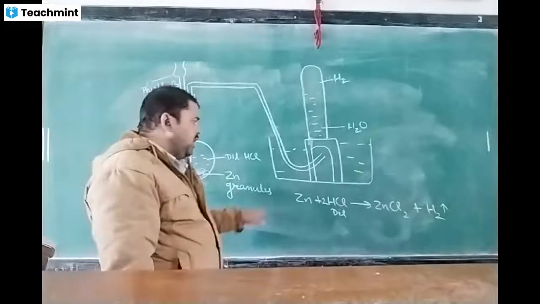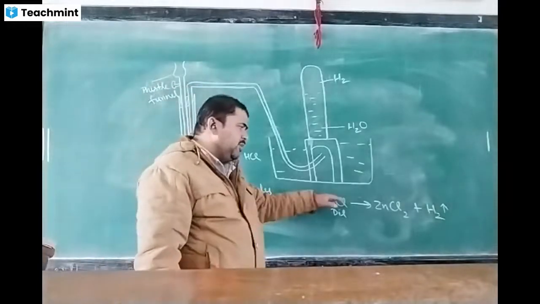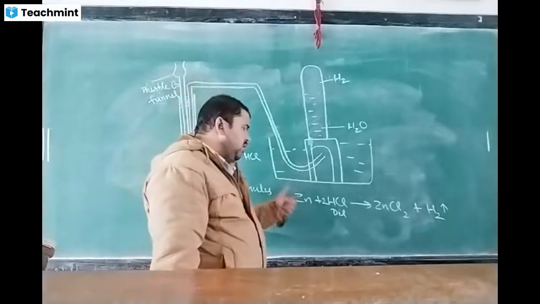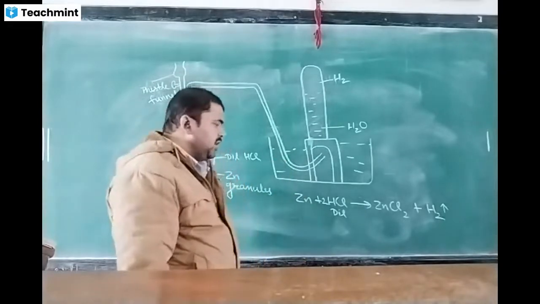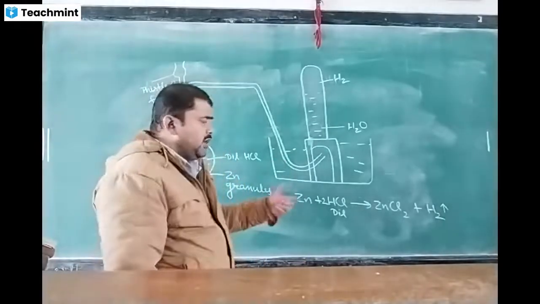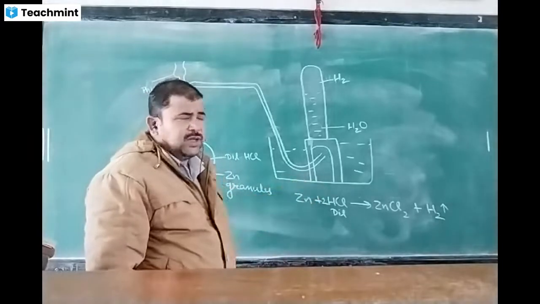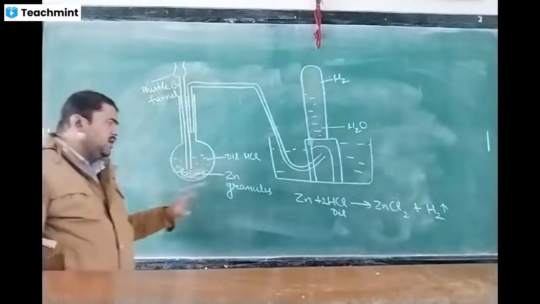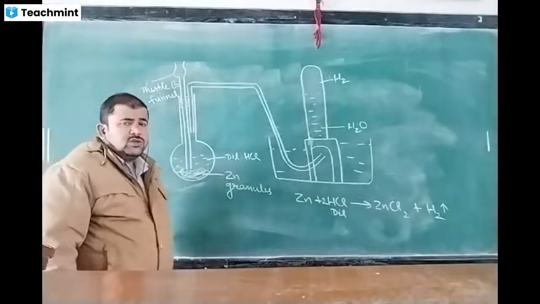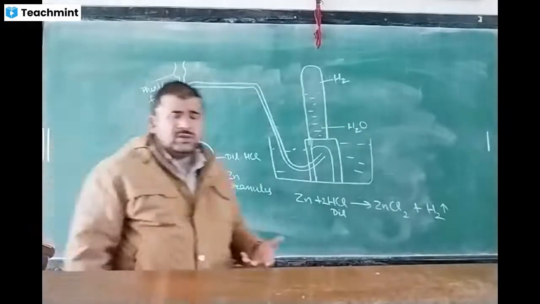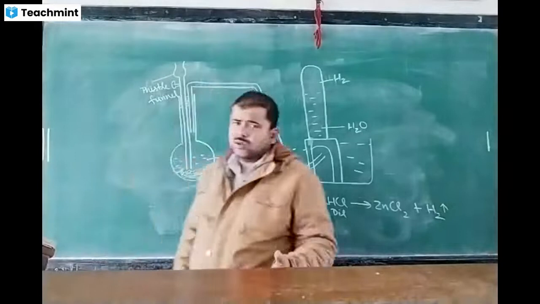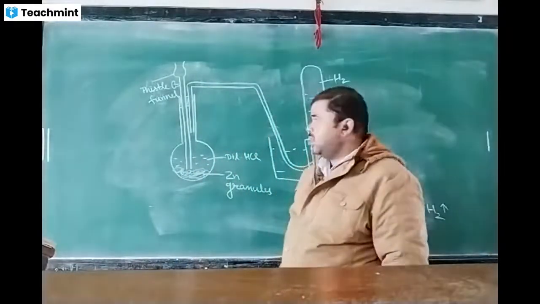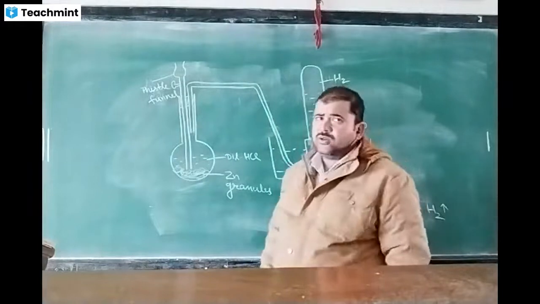And here the metal we are taking is zinc. This is the laboratory preparation of hydrogen. Zinc metal reacts with the dilute acid, HCl or H2SO4, and we get the respective salt plus hydrogen gas. This is the experiment, and here we are taking zinc granules. Magnesium also we can take for the preparation, but zinc is suitable for the laboratory preparation of hydrogen.